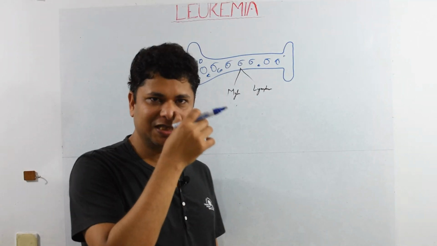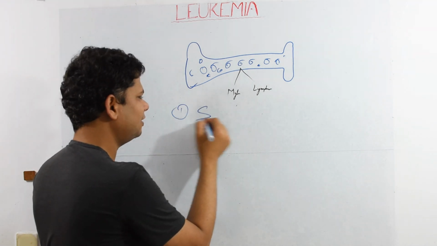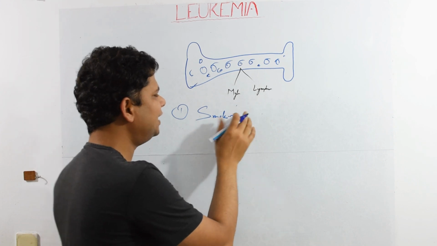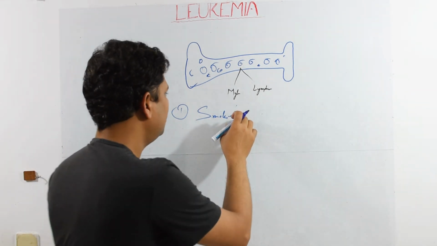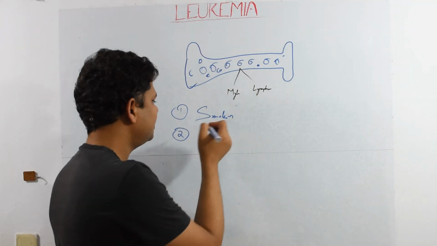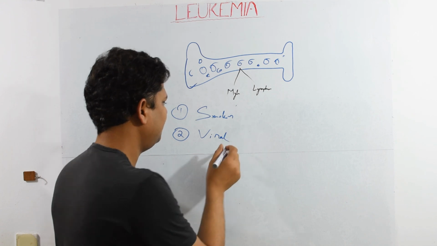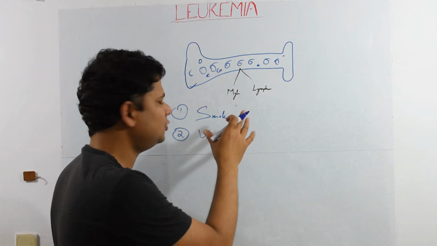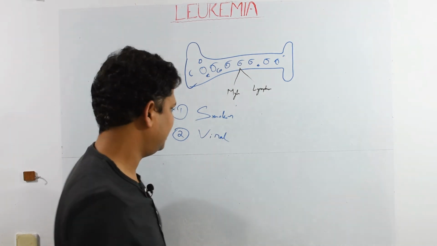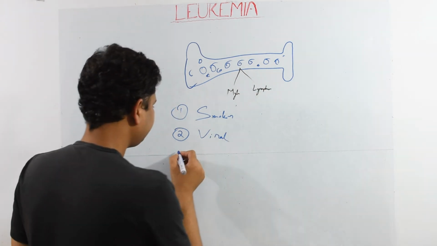What are the causes of this disease? First one is smoking. This is a very dangerous thing. Smoking can expose you to some chemicals which can cause mutation in the bone marrow. Next is some viral infections, because viral infections cause chromosomal integration. So viral infection is also very dangerous, and it can sometimes lead to leukemia.